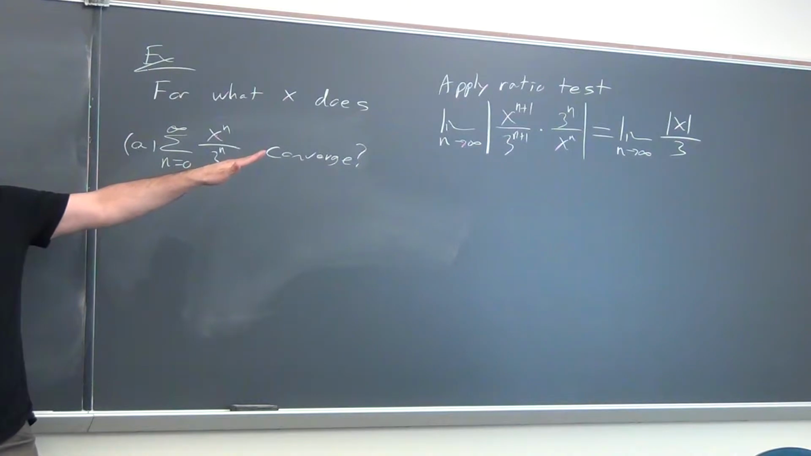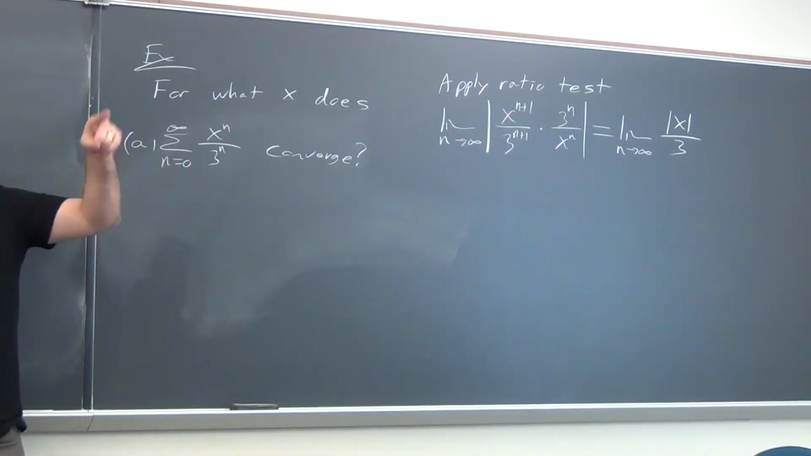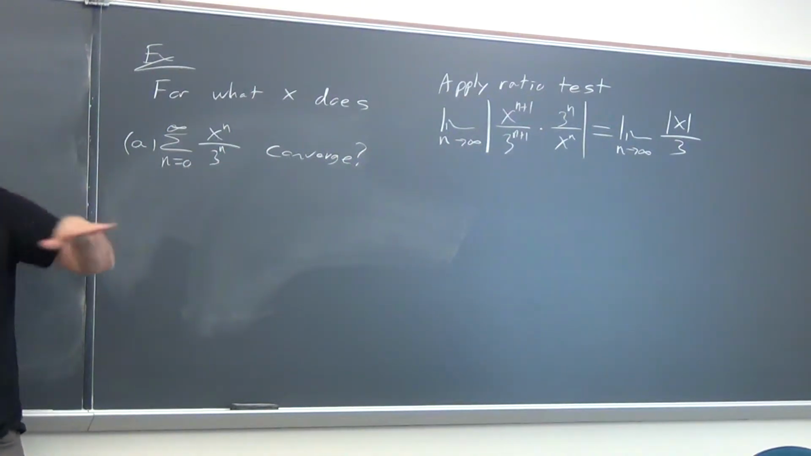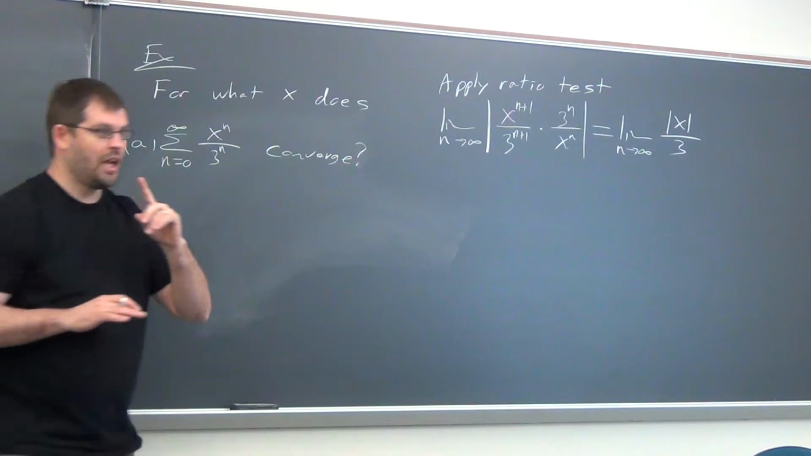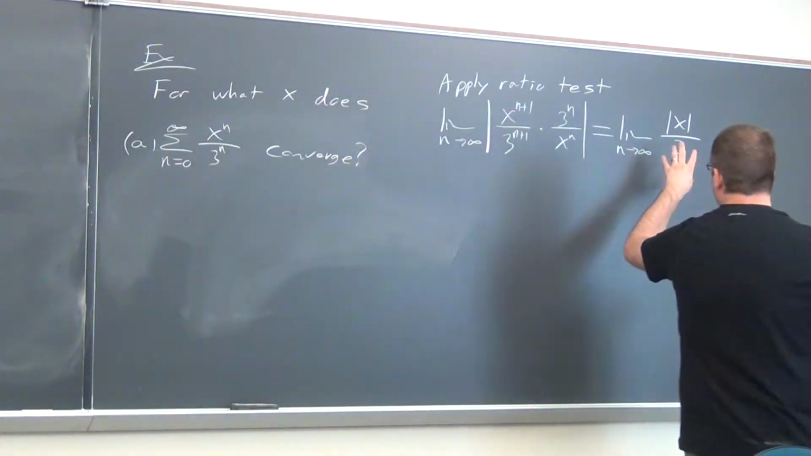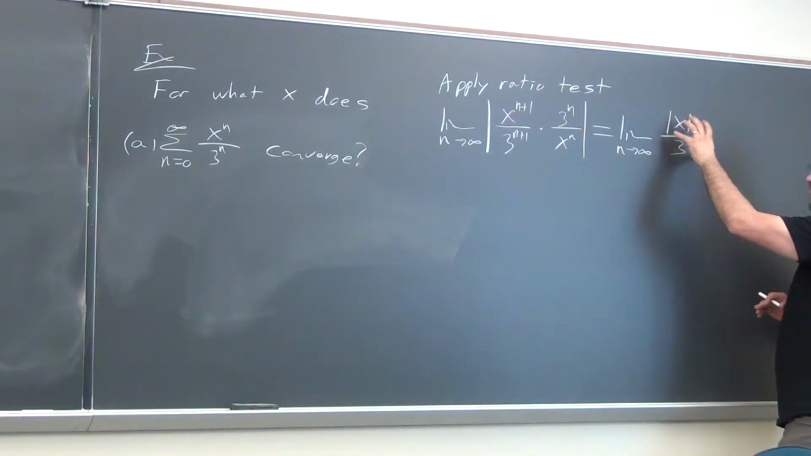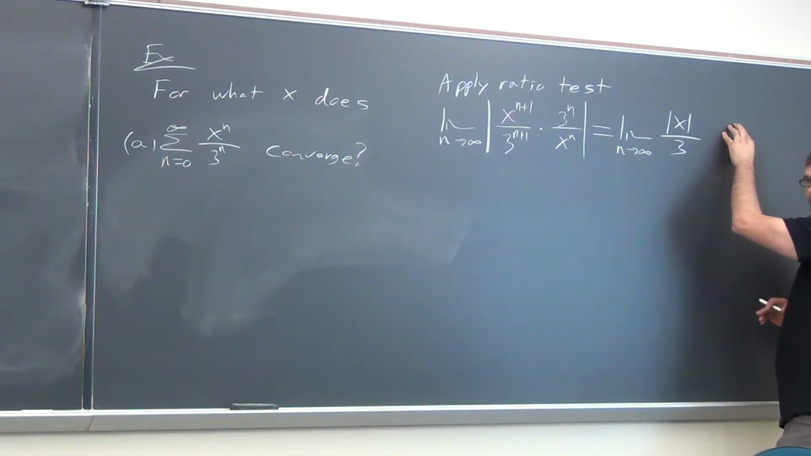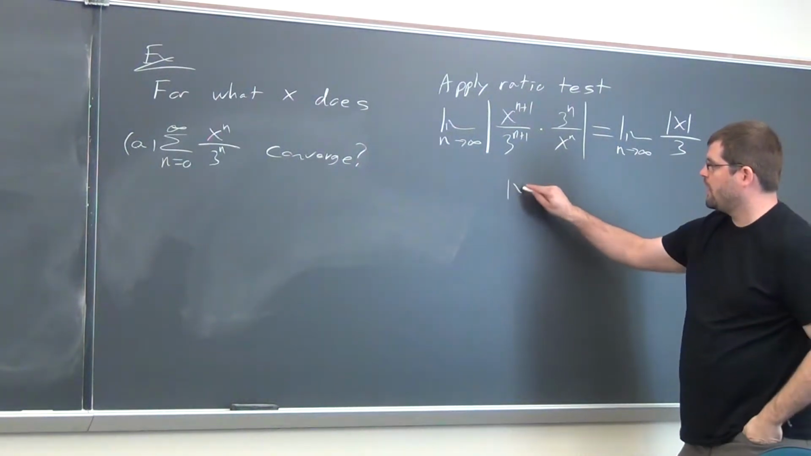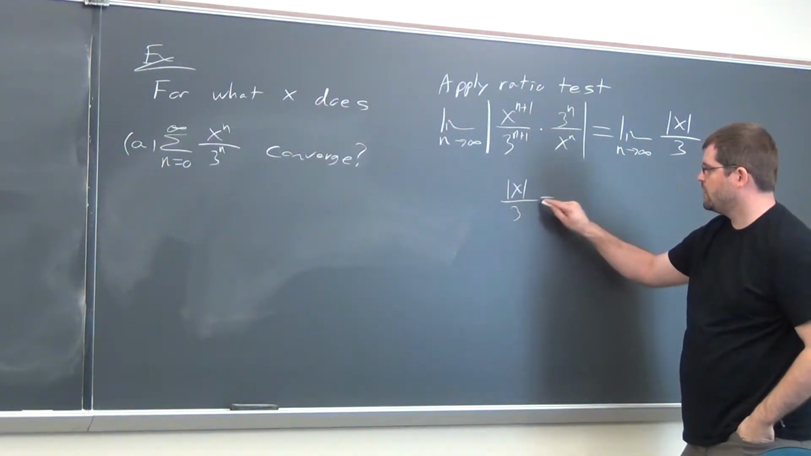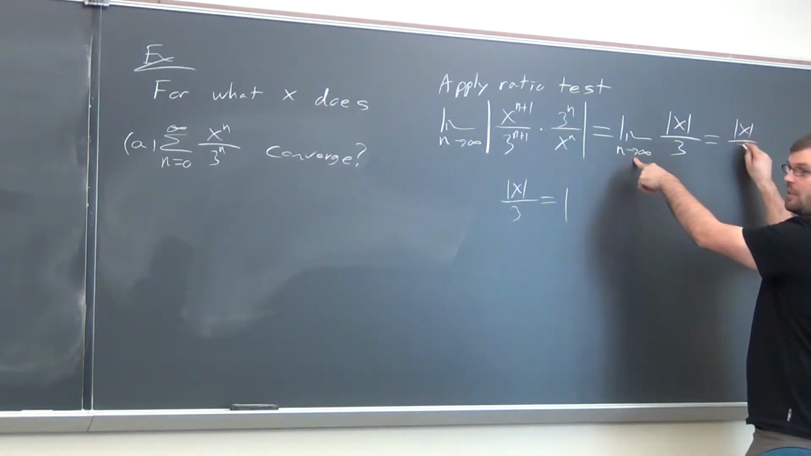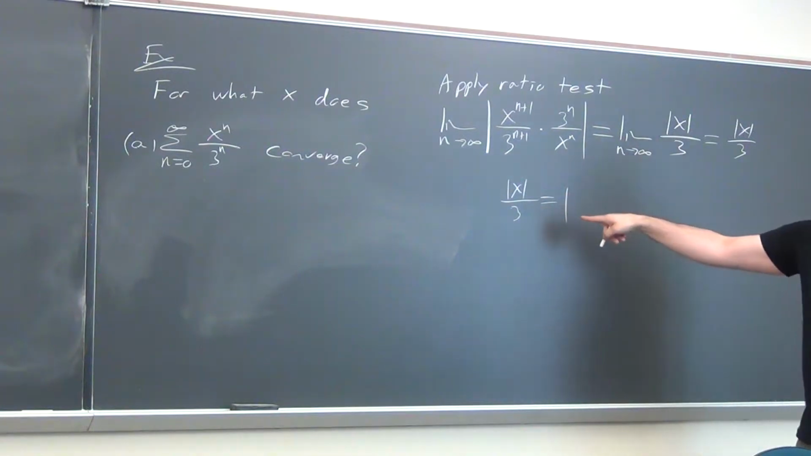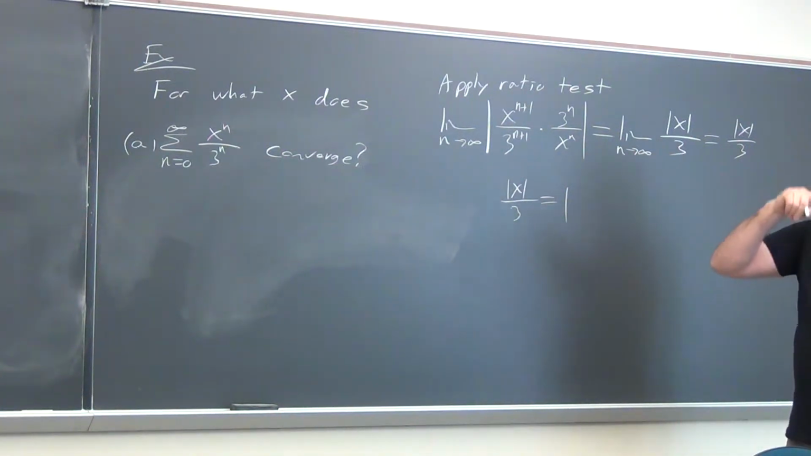If that limit equals 1, the test fails. If it's bigger than 1, divergent. If it's less than 1, convergent. Absolute convergence. So this thing is going to fail when it goes to 1, and so we just figure out where the test fails. We set that limit, and I should say, there's no n's left in this, right? So that's the limit, it's just this. And so we set that equal to 1, that's the cutoff where it fails.